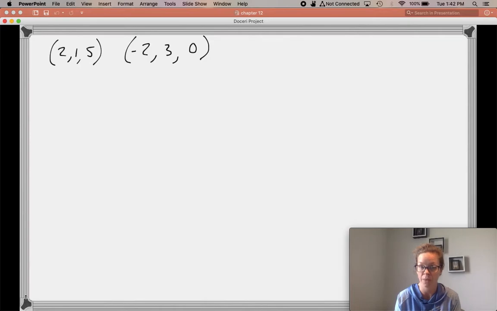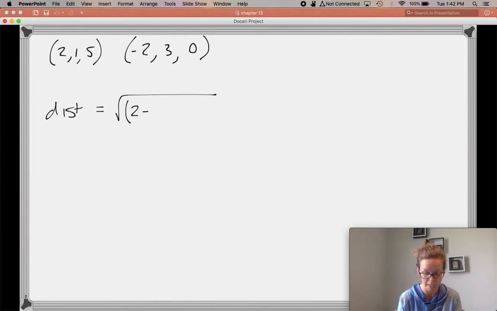To find the distance between those 2 points, I'm going to use that extended Pythagorean theorem and say that it's the square root of how far apart the x's are. It doesn't matter which way you do the subtraction, whether you take x2 minus x1 or x1 minus x2, as long as you're consistent. So I'm going to do 2 minus -2, taking the first point minus the second point. Square that. 1 minus 3, square that. And for the z's, 5 minus 0, square that.